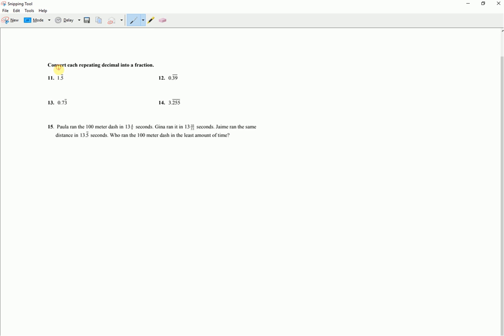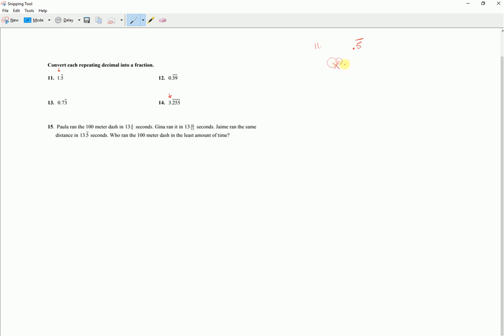on the first problem and any of them that have any number in the whole number place, like this guy has a 1, this guy has a 3, I'm going to set that aside until the very end. So as I go through problem number 11, I'm only going to really worry about the 0.5 that's repeating.